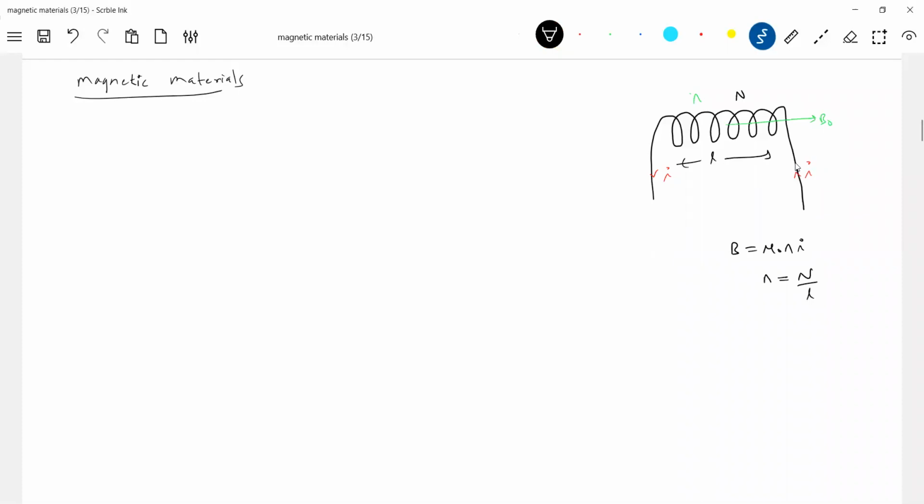So this is B naught, okay? As I vary current I, the B naught will vary, definitely. So first I'll define it. What should I call that B naught? Magnetic field intensity or a magnetizing field. Yes, the B naught is called a magnetizing field. The first definition I'm bringing.